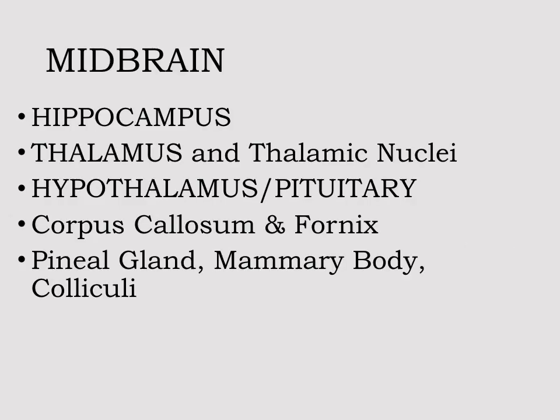So we're going to continue on here looking now at the midbrain structures. The midbrain structures include things like the hippocampus, the thalamus and thalamic nuclei, the hypothalamus with the pituitary, the corpus callosum with its fornix, the pineal gland, the mammillary body, and the collicules. In the packet, I've given you a big table of all of the hypothalamic nuclei and a big table of all the thalamic nuclei, as well as a list of all of the structures within the midbrain.